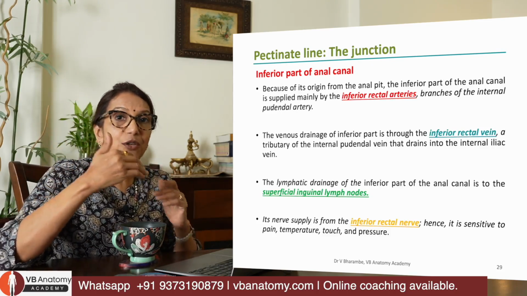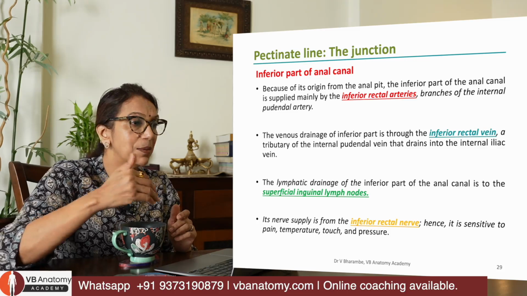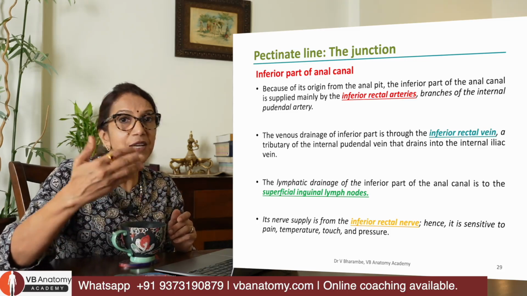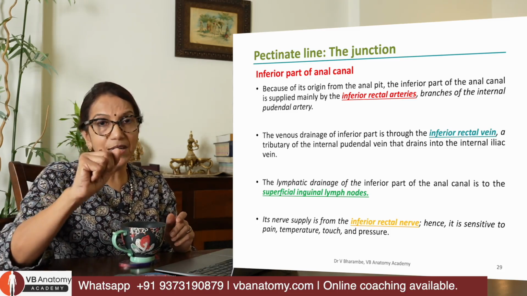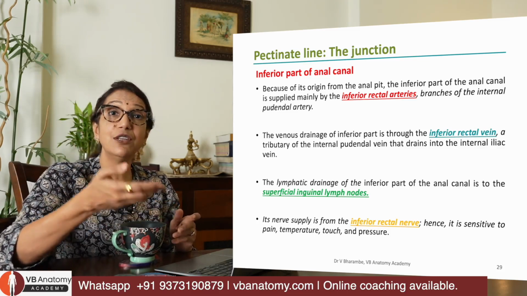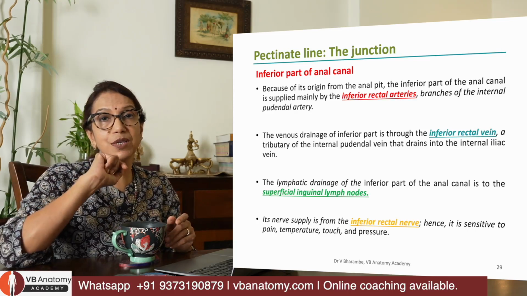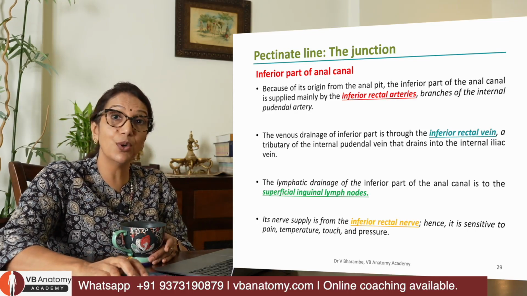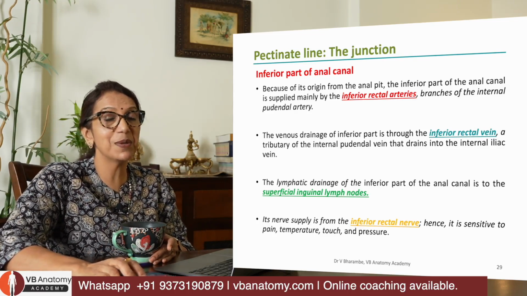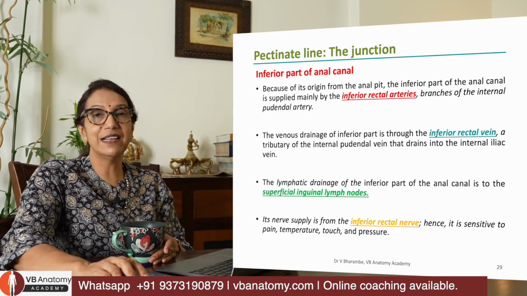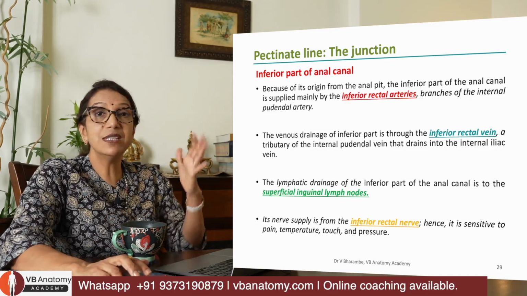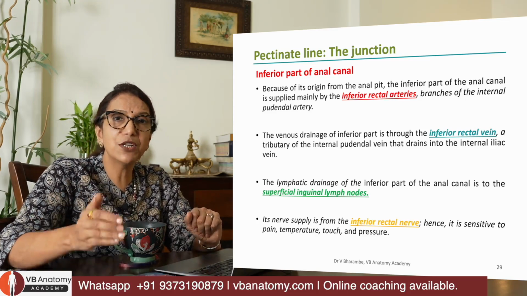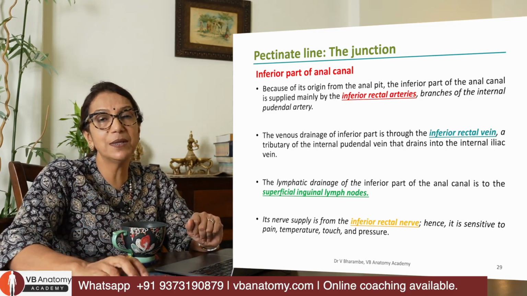Now this is ectodermal. Okay, blood supply is inferior rectal arteries. Venous drainage is inferior rectal vein, which finally drains into the inferior vena cava. Lymphatic drainage is superficial inguinal lymph nodes. Okay, so your anal canal is now draining into superficial inguinal lymph nodes in your groin, femoral triangle to be precise. And inferior rectal nerve gives its nerve supply. What is the peculiarity of this nerve? This nerve is going to give that patient severe pain when there is a pathology.